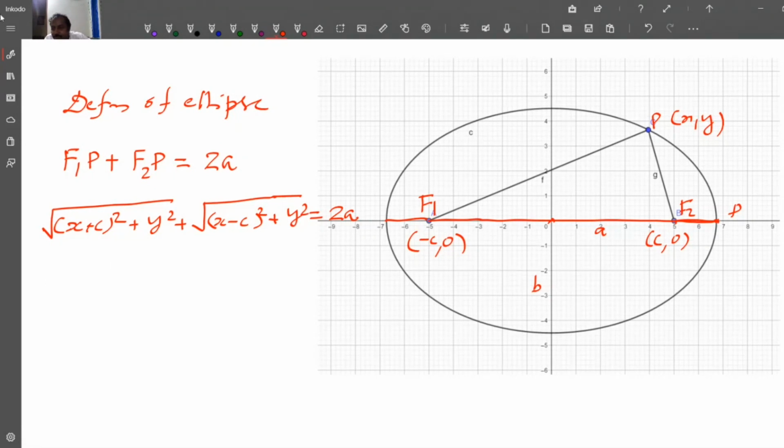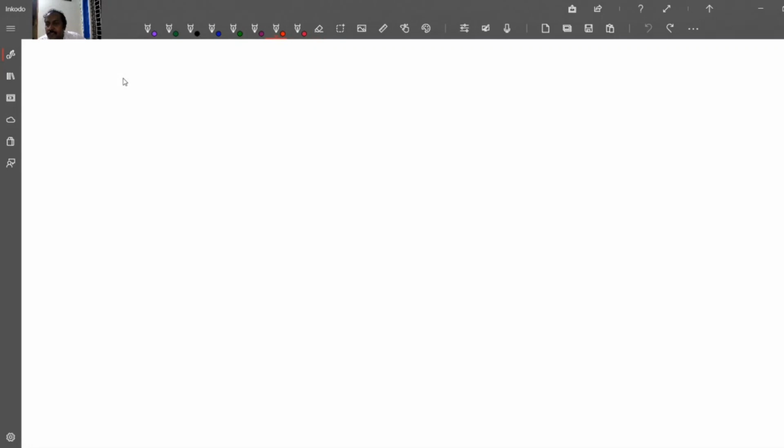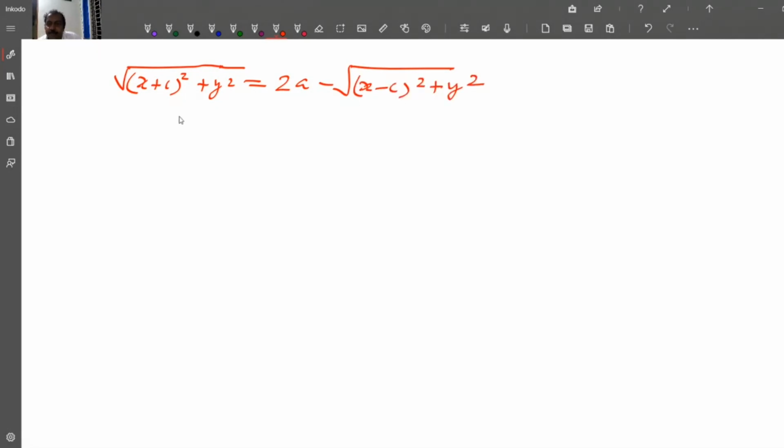So this implies the square root of (x plus c) the whole squared plus y squared. You take this radical to the other side. So this is equal to 2a minus the square root of (x minus c) the whole squared plus y squared. From this equation, we have the square root of (x plus c) the whole squared plus y squared equal to 2a minus the square root of (x minus c) the whole squared plus y squared. Now you square on both sides.